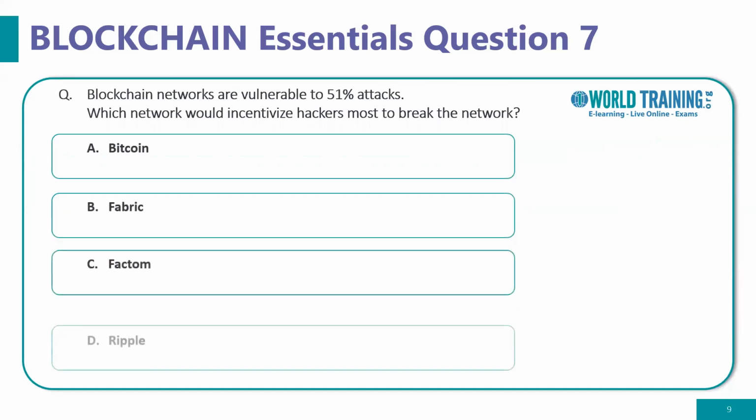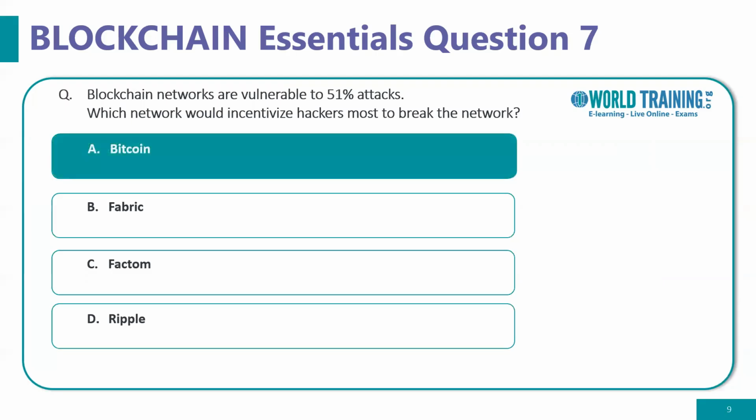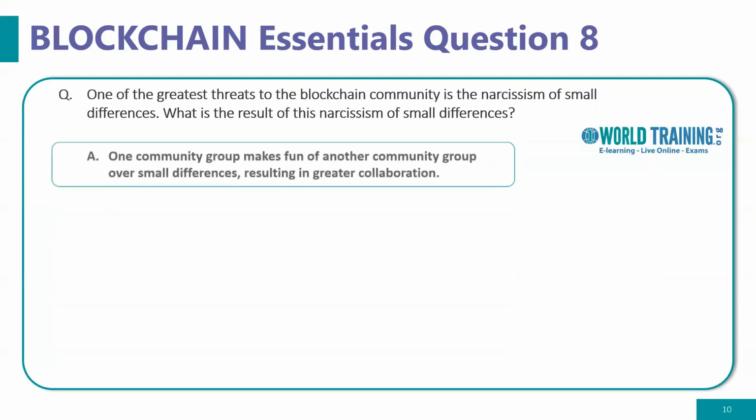So question number 7: blockchain networks are vulnerable to a 51% attack. Which network should incentivize the hackers most to break the network, right? So we have to talk about it. Option A is the Bitcoin network? Is it the Fabric network? Is it Factom, or is it Ripple? So we have to see and talk about it from the perspective of how the 51% attack happens and in which network there is an incentive given for it, right? So the answer is option A, which is the Bitcoin network.